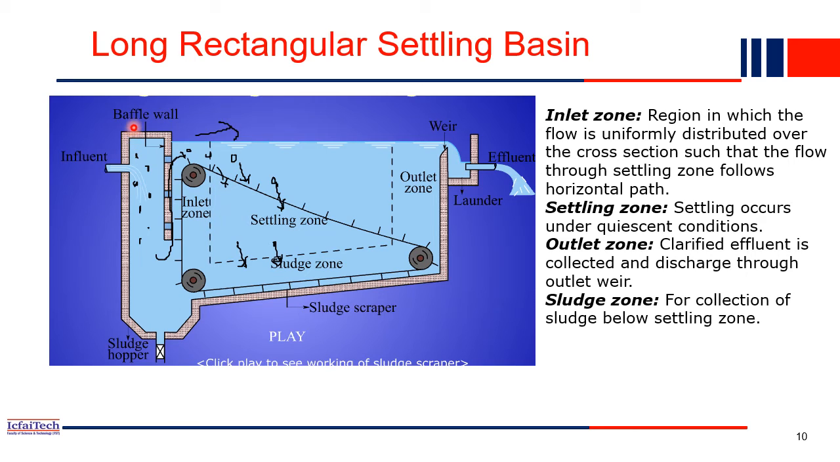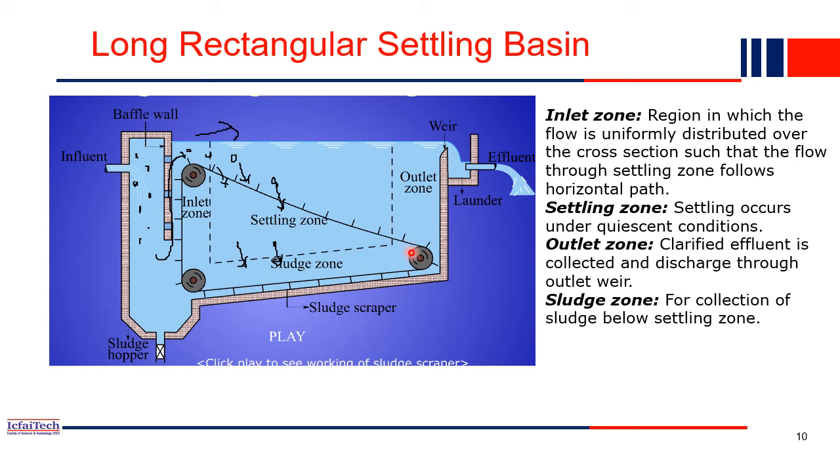That is, we call it baffle wall, and this zone we call the inlet zone. And then in the middle portion, this dotted line, you can see this zone we call the settling zone. So here basically the settlement takes place, the big particles will be settling down to the bottom. And the bottom zone we call the sludge zone. Basically here all the sludge will be deposited.